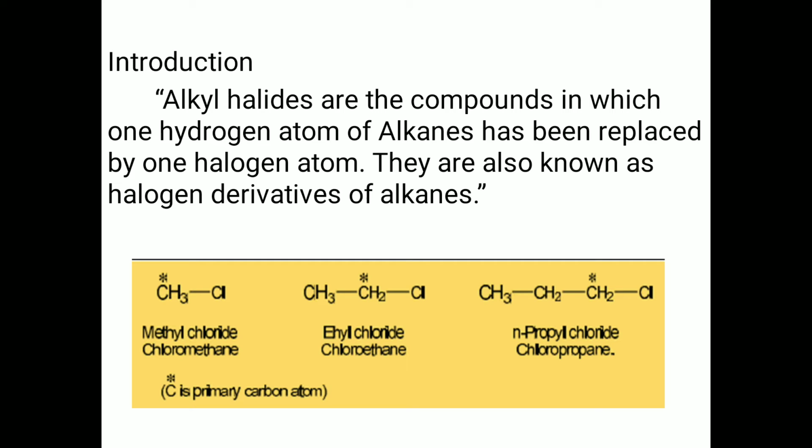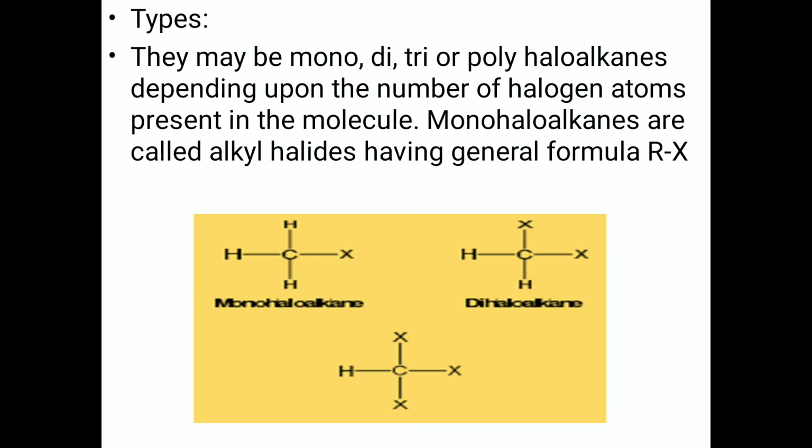Here you can see one hydrogen atom from methane replaced by chlorine, and one hydrogen atom from propane has been replaced by chlorine. So we have obtained alkyl halides. Types of alkyl halides: on the basis of the number of halogen atoms, they may be classified into mono, di, tri, or polyhaloalkanes.